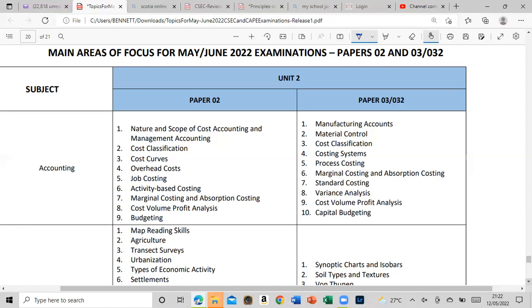6, marginal costing and absorption costing. 7, standard costing. 8, variance analysis. And 9, cost-volume-profit analysis. And the final one, capital budgeting, that is 10.